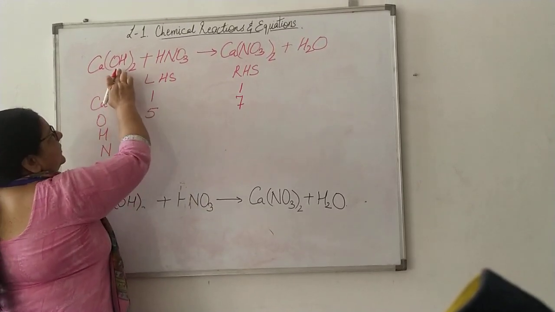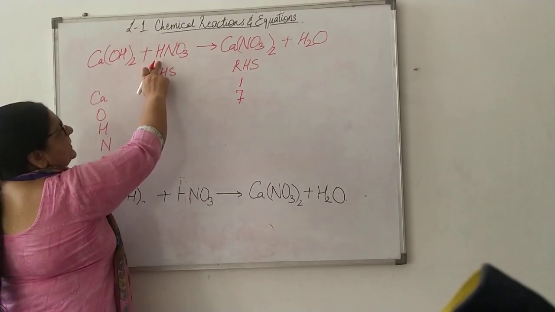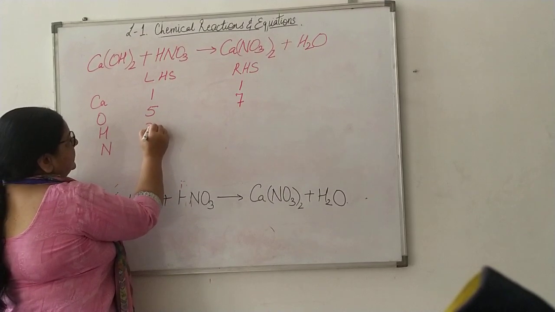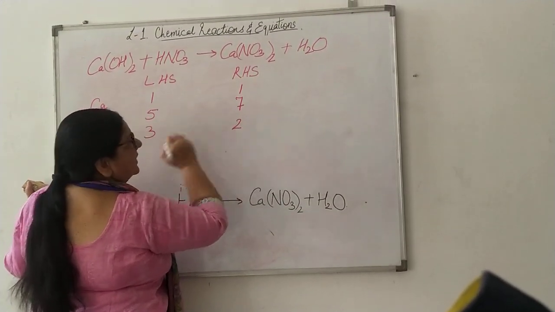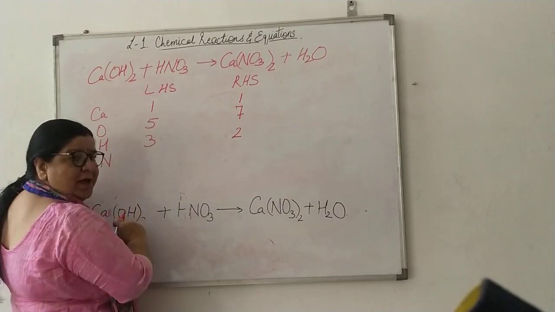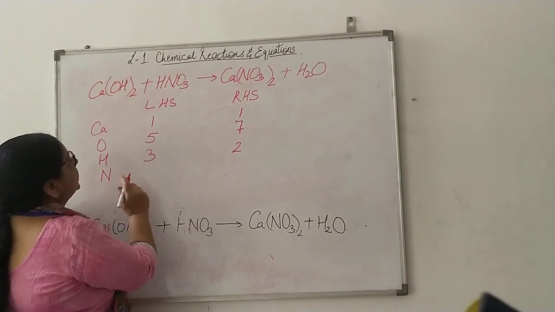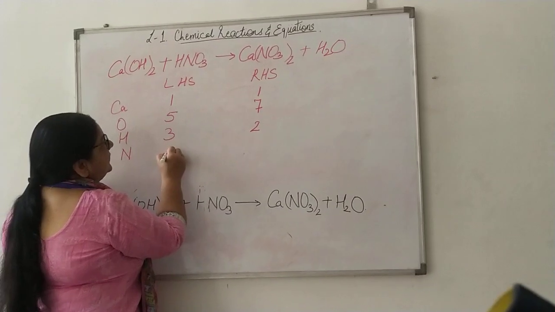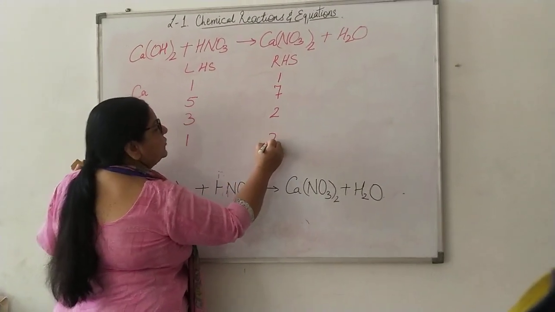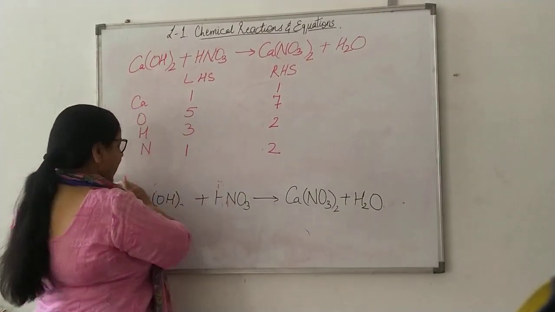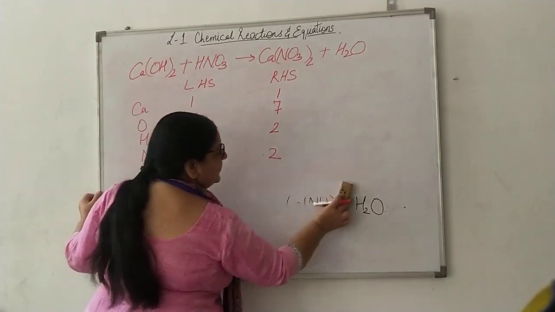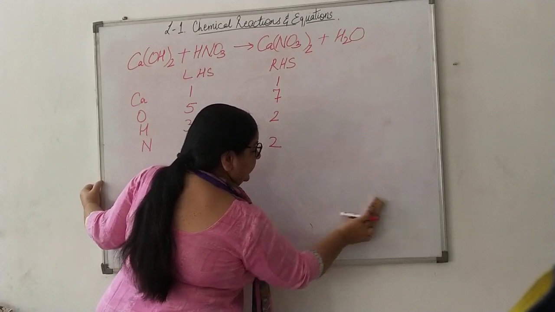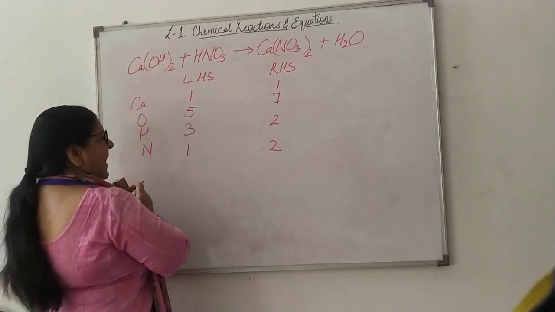Next is hydrogen. Hydrogen is 2 plus 1, 3 this side and it is 2 on the other side. So this also has to be balanced. Next comes nitrogen. Nitrogen is 1 this side and 2 this side. So this also has to be balanced, right? Only calcium is balanced. All the other elements we have to balance.